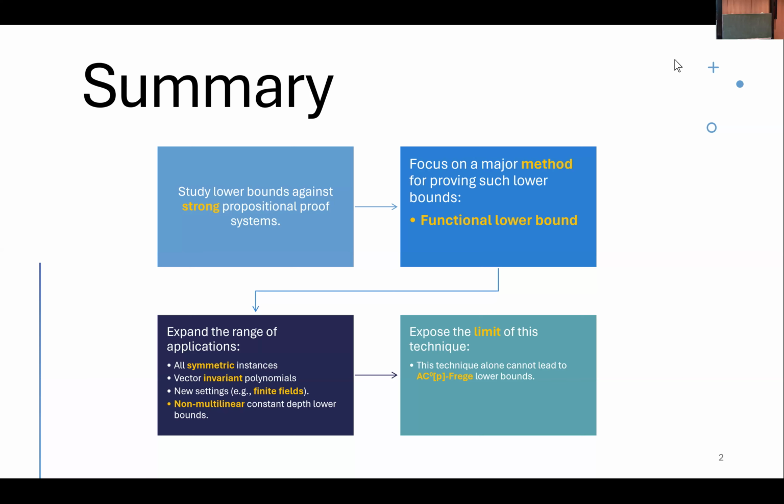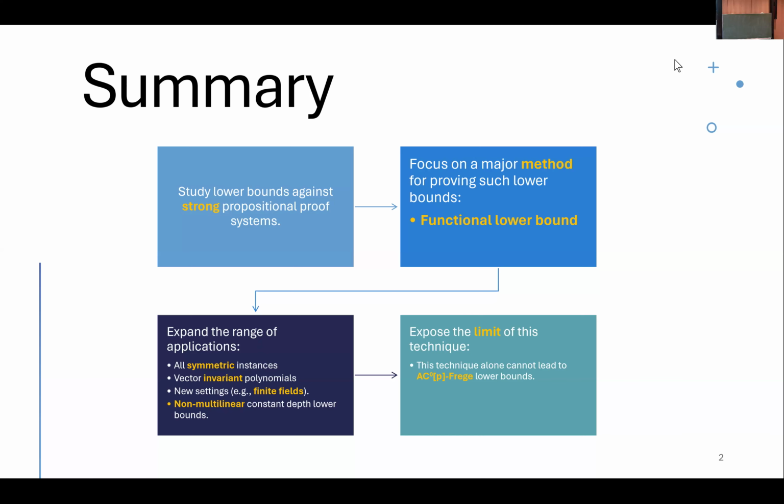Now, at the end, we're going to show some limitation on this technique. This technique, the functional lower bound, which I will describe, has a limitation in the sense that it's not going to work, at least solely, to solve the big problem of constant depth propositional proofs with counting gates. And we could show this formally. It's not extremely complicated to show this.